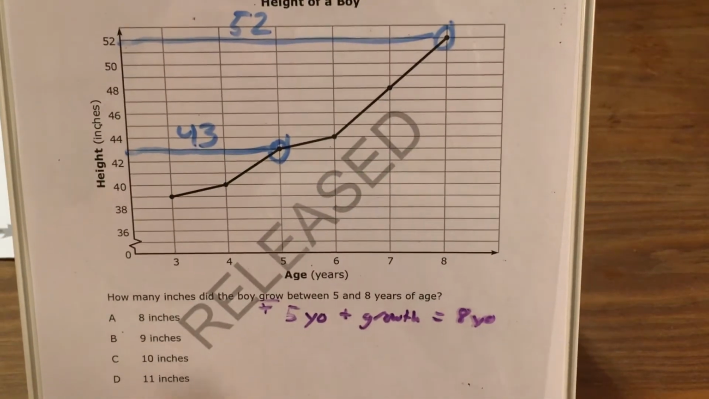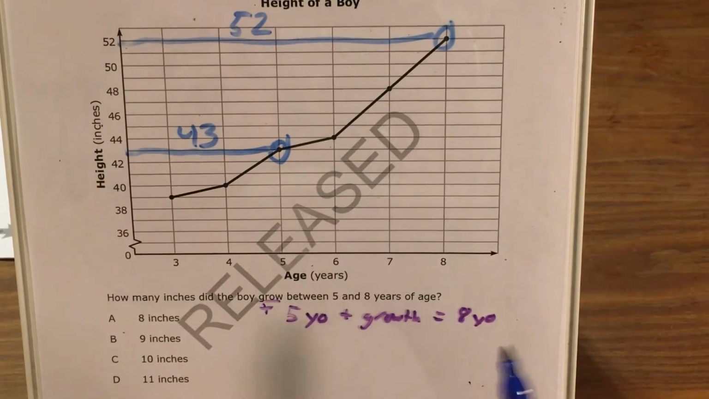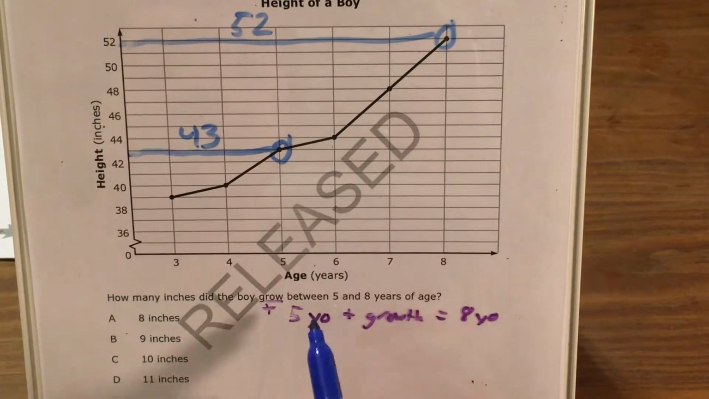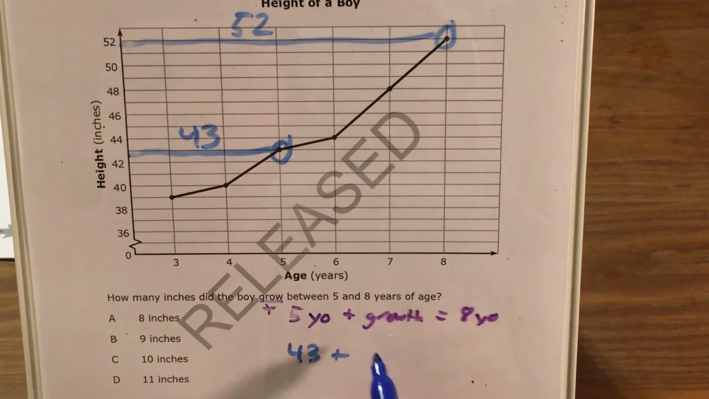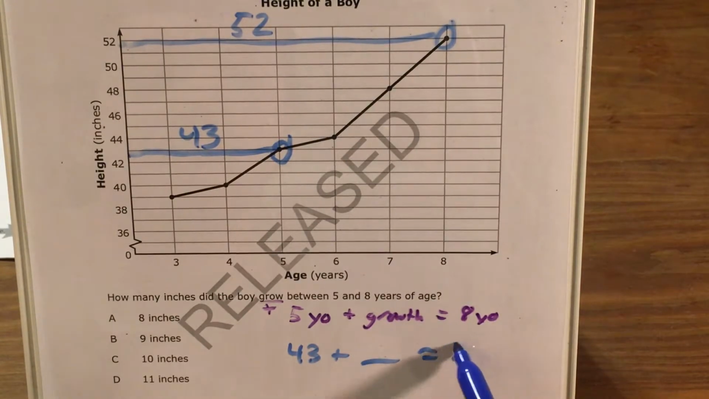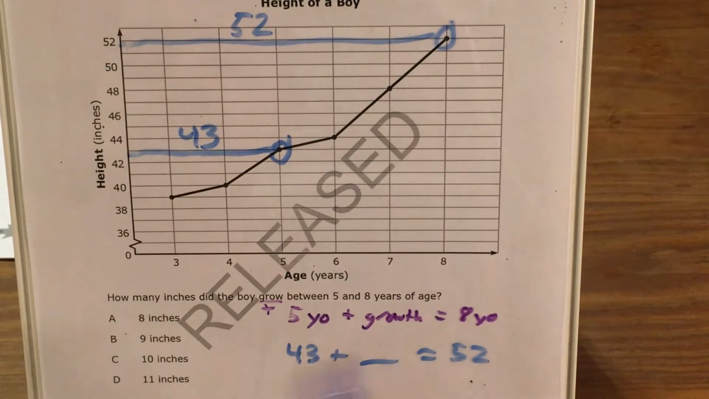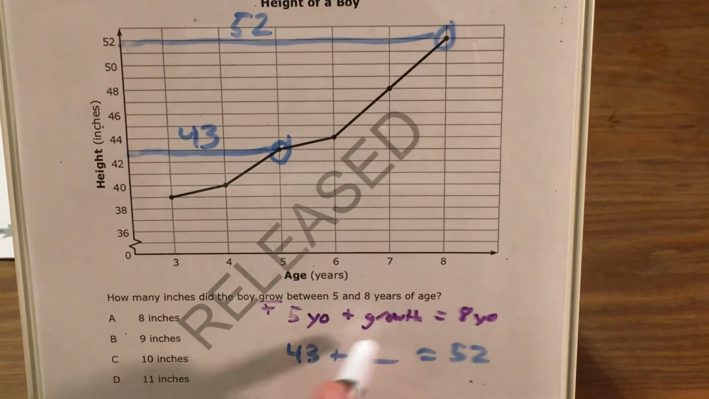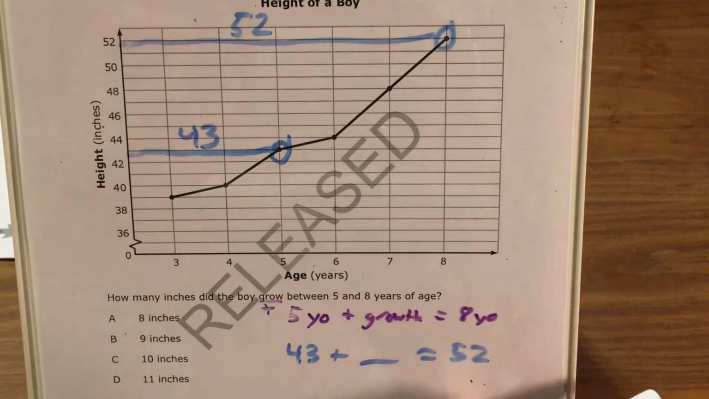So now I'm going to take that information, plug it into this word sentence that I have down here, 43 plus, and we don't know how much he grew, but we know that 43 plus how much he grew equals 52, because he was 43 inches at 5 and 52 inches at 8. And now I'm going to break out my fact families and say that if I know that 43 plus something equals 52, then I also know that 52 minus 43 equals that same unknown number.